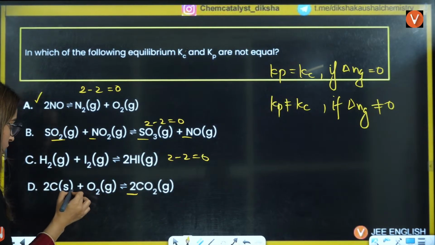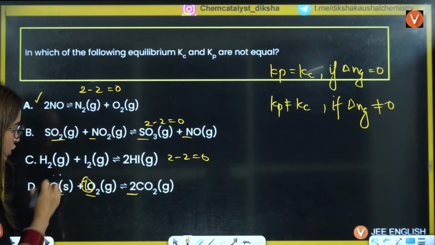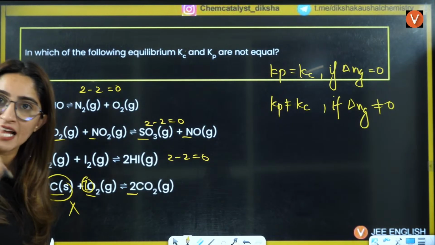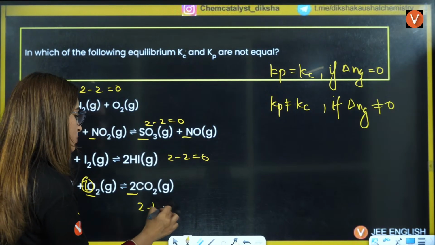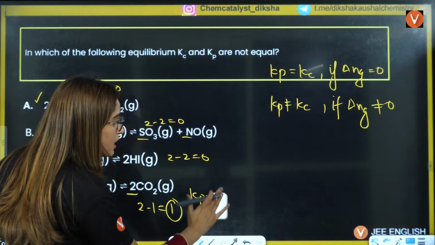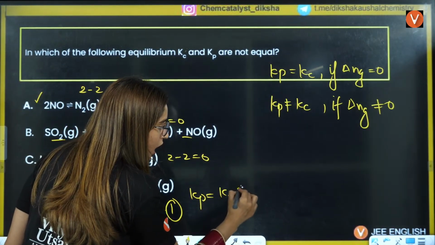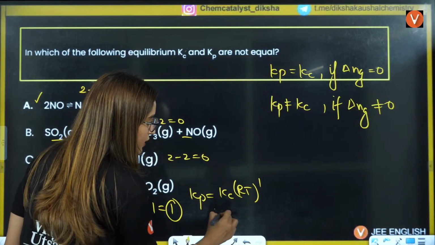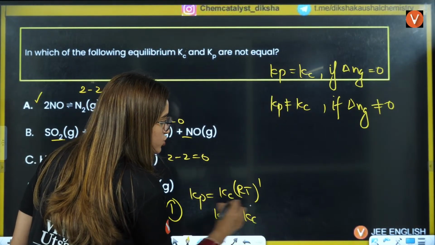This is 2 and this is 1. This you will not take. You only take the gaseous moles. Okay, so it is 2 minus 1 is 1. That means Kp is not equal to Kc. Kp is equal to Kc times RT to the power delta Ng, and delta Ng is 1. That means Kp is not equal to Kc here.